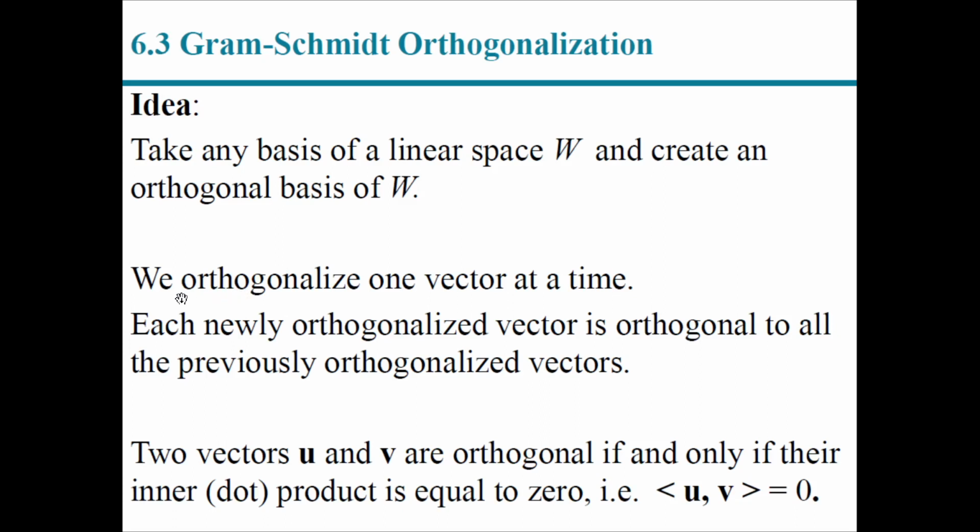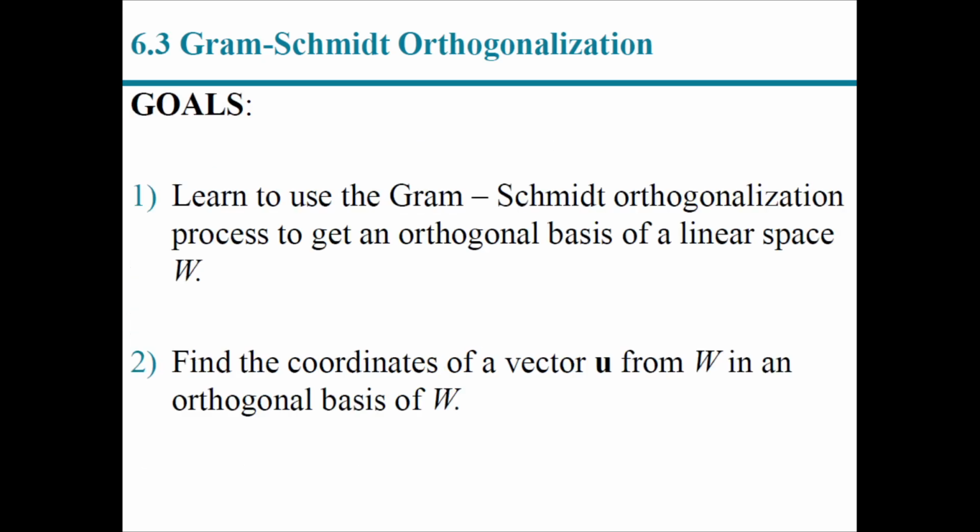And how the process works is it orthogonalizes one vector at a time. And each newly orthogonalized vector is orthogonal to all the previous vectors. So that's beautiful. And again, orthogonal means just that the dot product is 0. So our goal is very simple. Learn the Gram-Schmidt process. So that's an algorithm. Very simple. And second thing is find the coordinates of a vector in an orthogonal basis. We already saw how that works. It's very simple also. So this part is really straightforward.